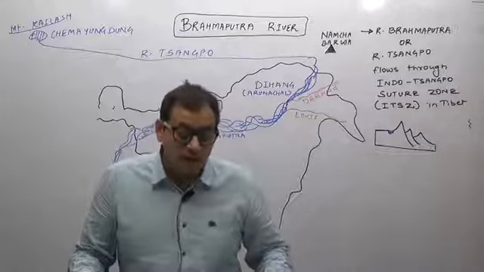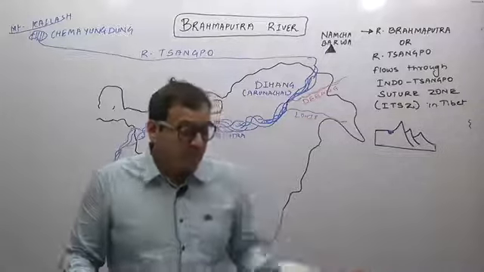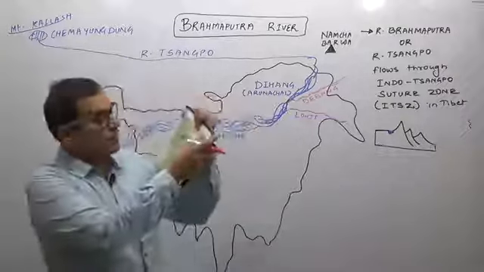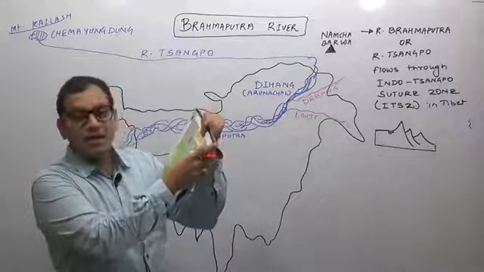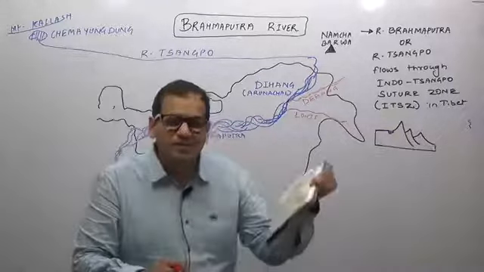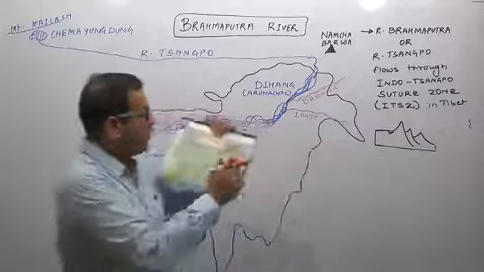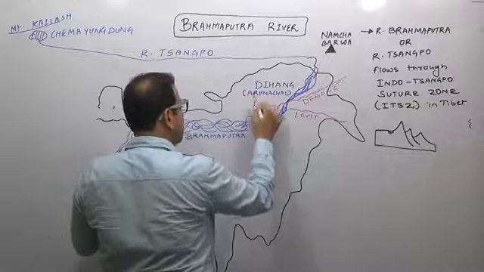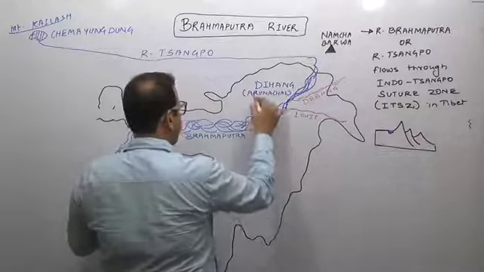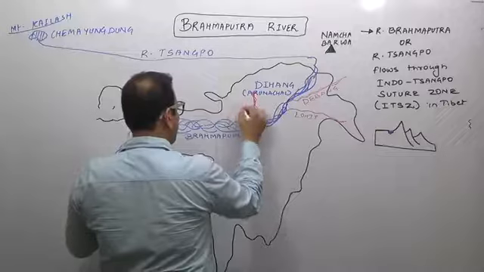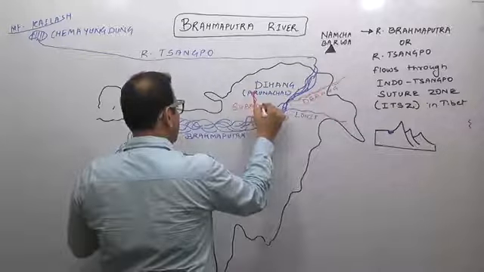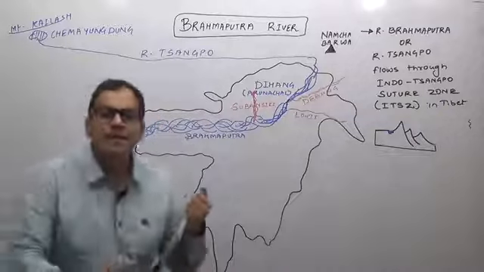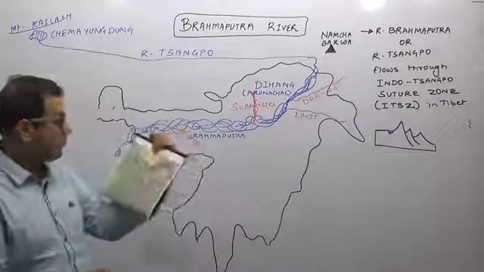The other important tributary of river Brahmaputra, you can see in the atlas here. Open this page of the atlas and you can see here there is river Subansiri. Why am I doing it? Because there is a hydroelectric power project on the river Subansiri. So the other important tributary which rises in the Himalayas is river Subansiri. So remember, Subansiri is a Himalayan tributary of river Brahmaputra.